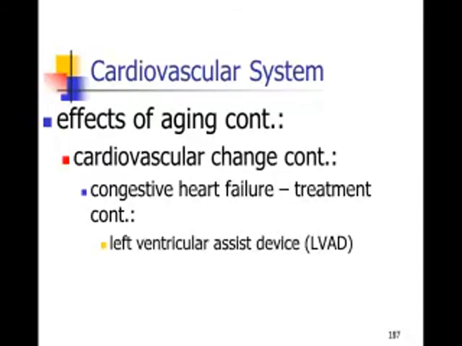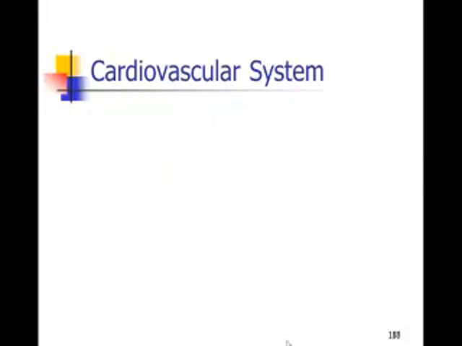Okay. There are some other things that can be done to treat congestive heart failure. You can get a left ventricular assist device, LVAD, which assists in pumping the blood. You can get a heart transplant. That sounds like a trivial thing. It's not a trivial thing, but that is an option.